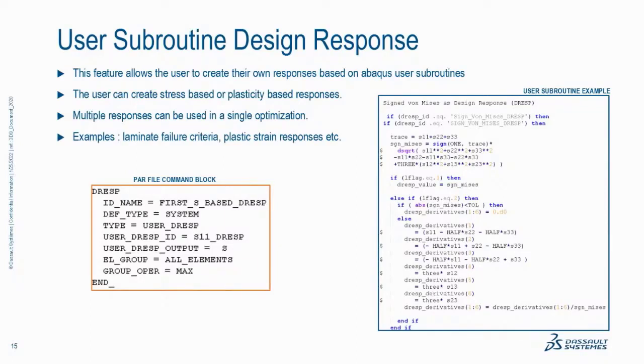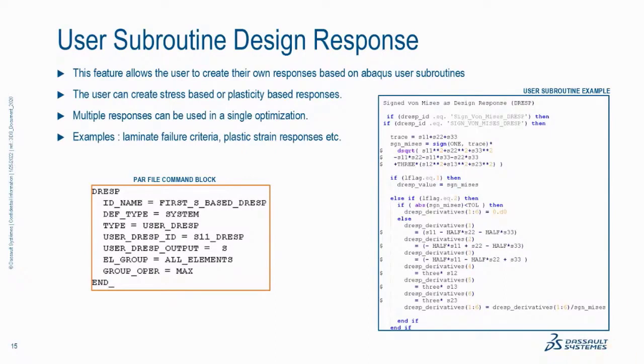And the idea here is that the user can define their own responses in an Abaqus subroutine, and they can define multiple responses, and they can provide the values and the sensitivities over this subroutine. And these responses can be based either on stress or on plastic strain. And this means now it is potentially possible to do laminate failure criteria or some kind of custom stress responses, for example. And the only thing the user has to do is define their response in the Abaqus subroutine, and then provide the identifier to Tosca in the parameter file.